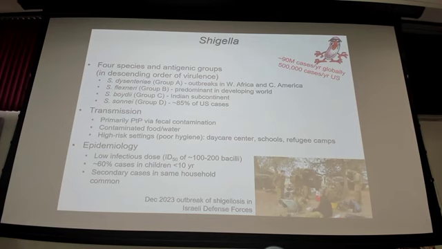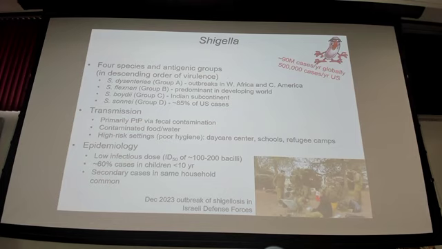High risk settings are important to keep in mind: places where you have overcrowding, poor hygiene. This is also important when we're talking about the ID50, the fact that this has an extremely low ID50. It's one of those human-adapted species, so it doesn't have to do any adaptation to human hosts in order to be infectious. Because of that, only 1 to 200 bacilli are needed in order to establish an infection.